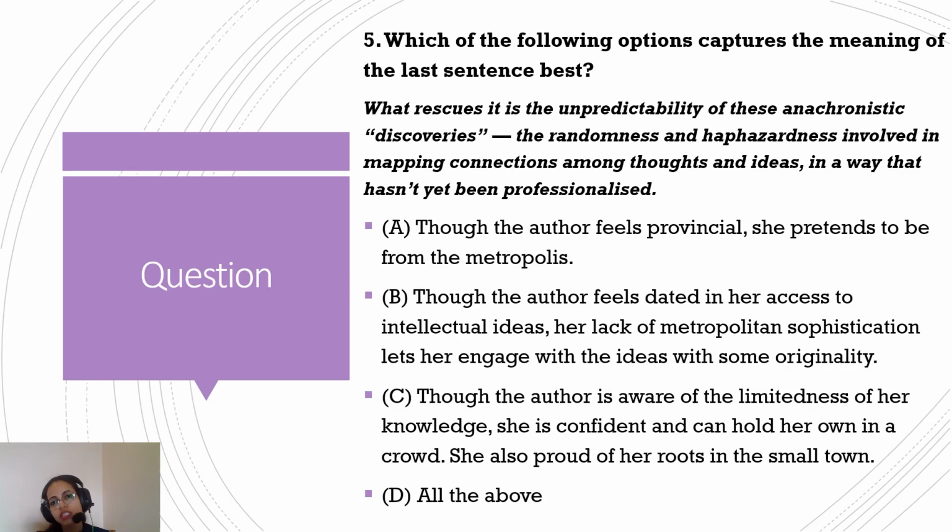Which of the following options captures the meaning of the last sentence best? What rescues it is the unpredictability of these anachronistic discoveries, the randomness and the haphazardness involved in the mapping connections among thoughts and ideas in a way that hasn't been professionalized. Something being professionalized means that it has been established and you are following that established rule. So, random and haphazard can be a little confusing, but then you make sense of those things from your own original perspective.